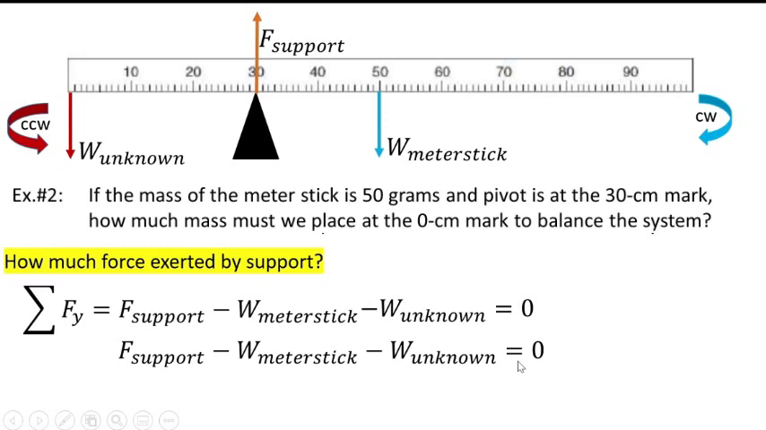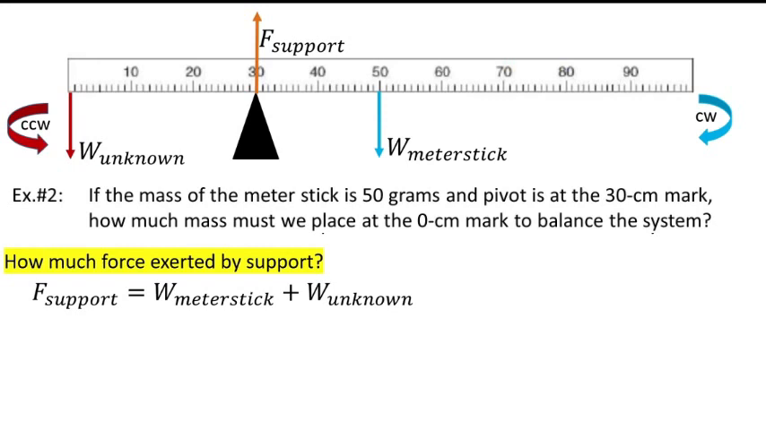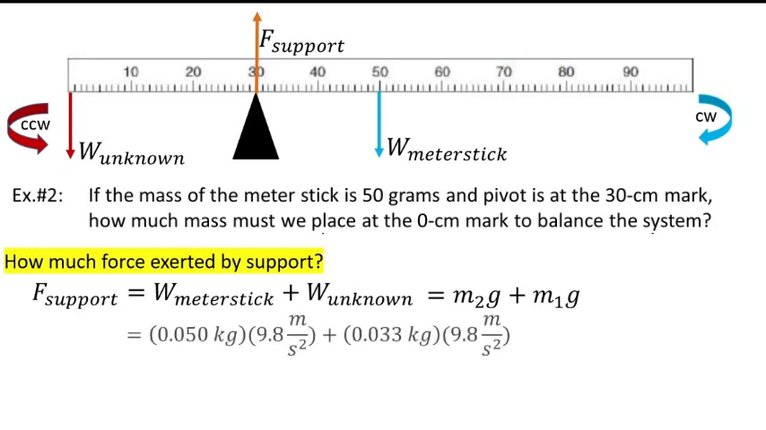Through this equation, we can easily determine the force of support by moving the weight of the meter stick and the weight of the unknown to the other side. It will be just like this. And if we solve now, F support is just equal to the weight of the meter stick plus the weight of the unknown. So that will be M2 G plus M1 G.